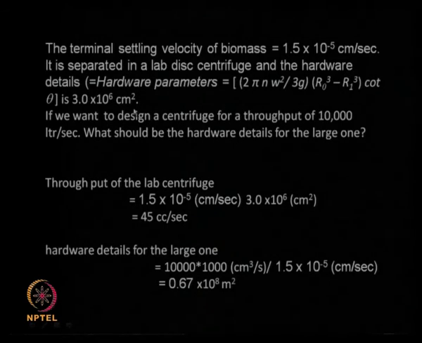In the small scale the hardware parameter is 3 into 10 power 6 centimeter square. In the large scale the hardware parameter is 0.67 into 10 power 8 meter square, but the terminal settling velocity is the same whether it is a small scale or the large scale, because the main assumption here is the particle and the fluid properties do not change.